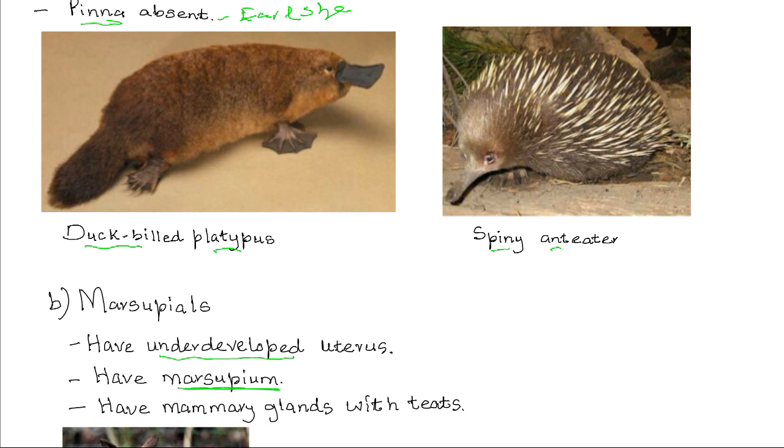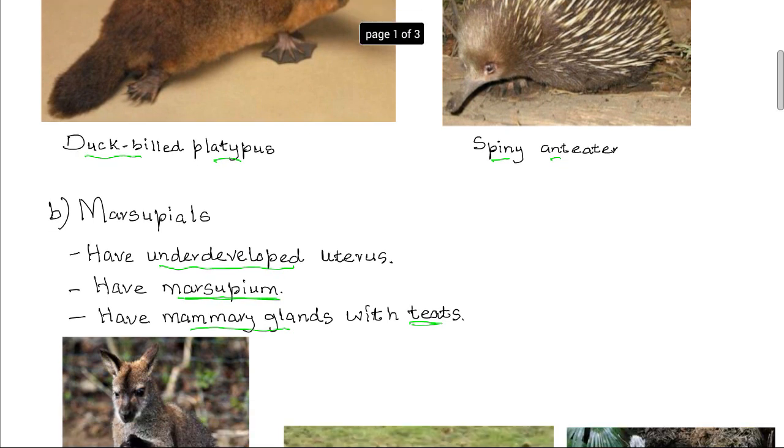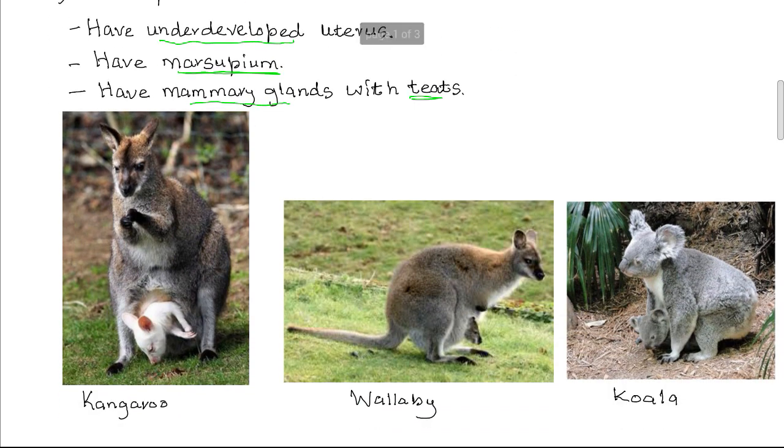And within this marsupium, there are mammary glands with teats. So as they grow, they feed on the mother's milk released through the teats of the mammary glands. Examples of the marsupials include the kangaroo. Here you can see the young one contained within the marsupium. In fact, it's projecting out and feeds on the grass just like the mother. So in the later stages, the young kangaroo is able to feed on plant material just like the mother.